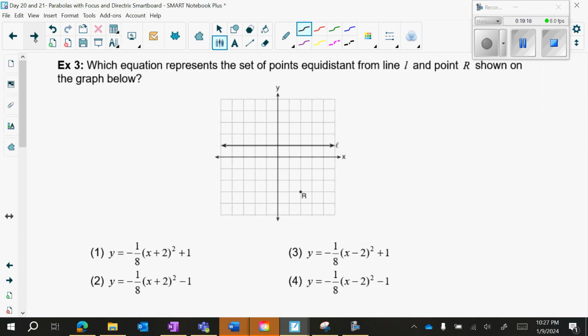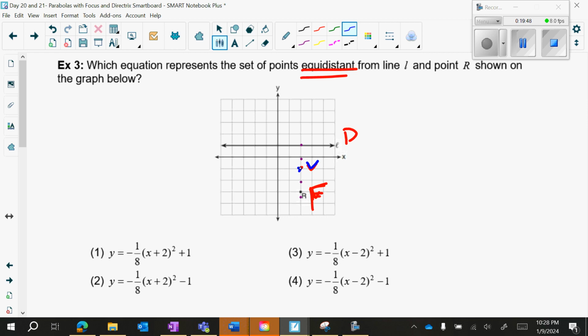Which equation represents a set of points equidistant from the line L, which is the directrix? So you can write D for directrix, and the point R, which is the vertex. Okay, so remember, equidistant means basically find the midpoint between these first. So count how many total units: 1, 2, 3, 4 total units, and then half of that would be your midpoint. So half of 4 is 2. Sorry, this is the focus, F for focus. So we just found the vertex, which is the midpoint, B.